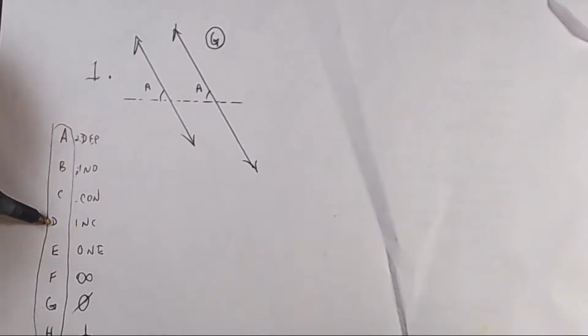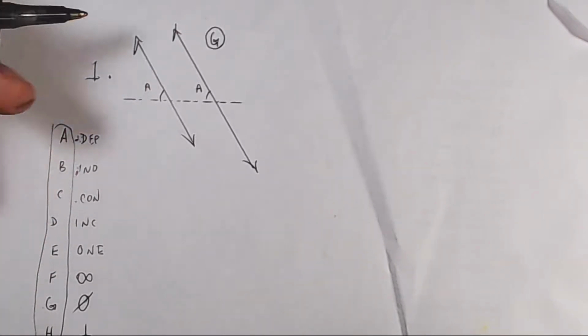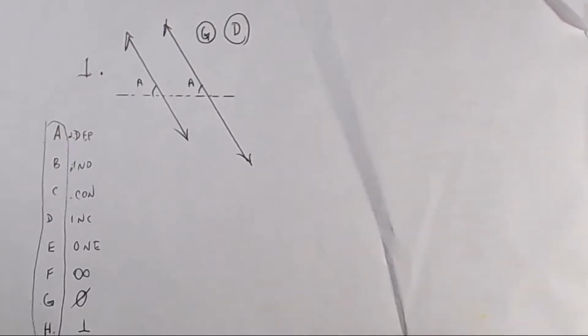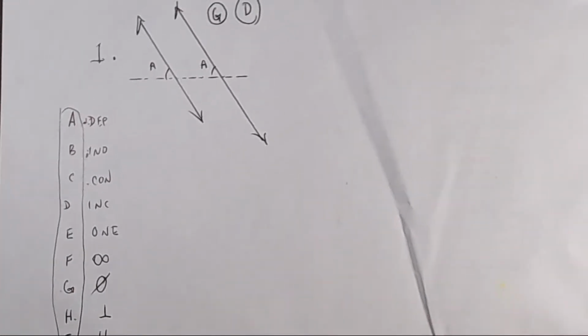How about D? Inconsistent. Yes. Because it has no solutions. Yeah, they can, and I'll show you where that can happen. That's when we get into quadratic equations. For linear functions, they're only going to have one solution, an infinite number of solutions, or none.